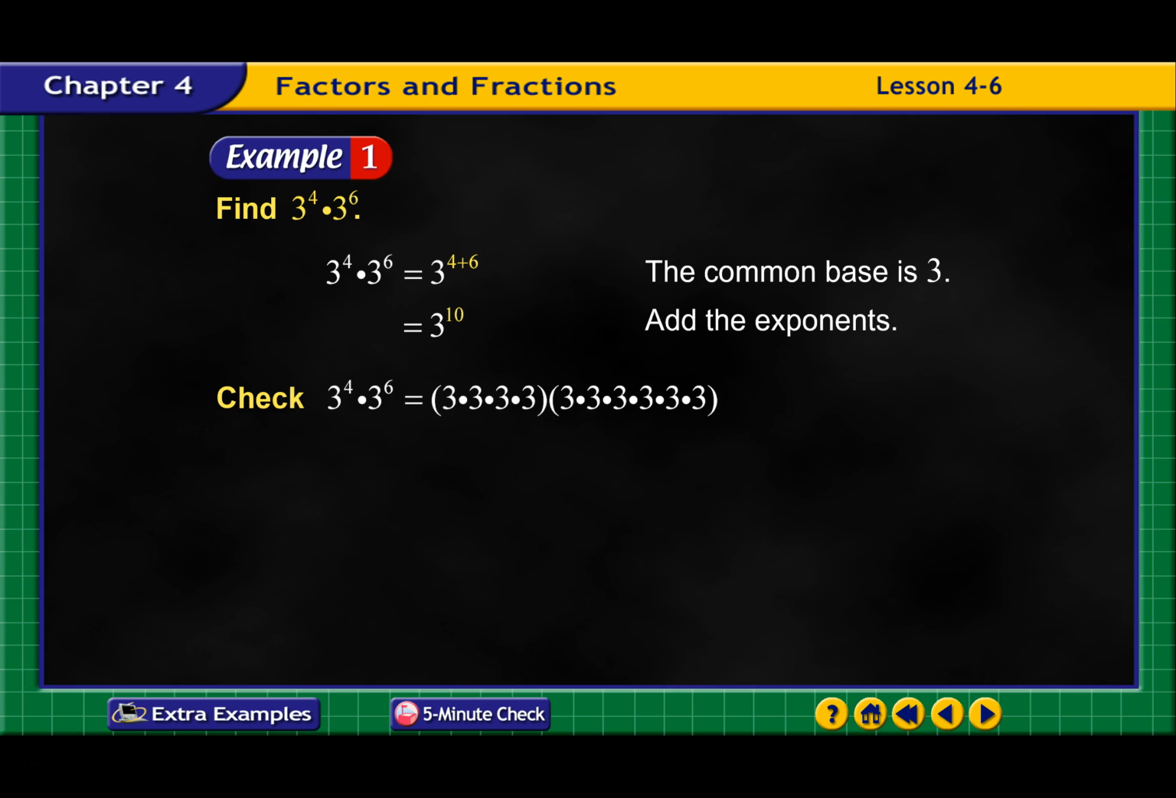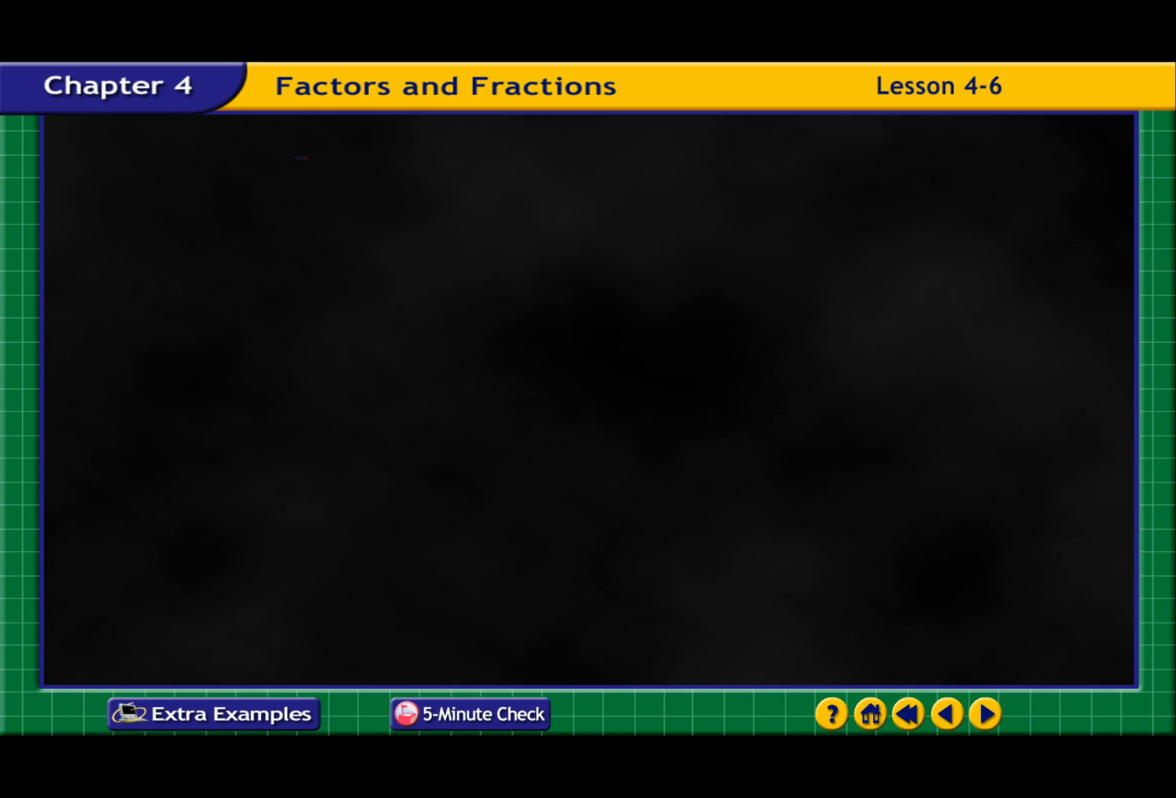Now we can check this out. Here's what I probably should have had on the last slide: when you have these together, I'd have four 3s in a row and six 3s in a row. And really that's just 1, 2, 3, 4, 5, 6, 7, 8, 9, 10. There's 10 3s there. So we can just rewrite that as 3 to the 10th. So it checks out when we write it all the way out. So 3 to the 10th would be my answer.